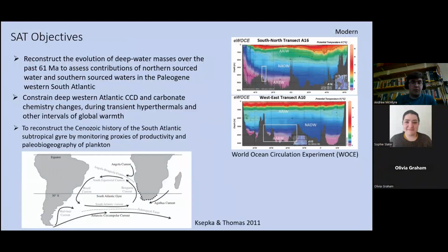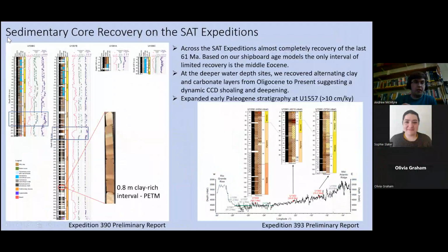And then the third objective was to look at the Cenozoic history of the subtropical Atlantic gyre and how that may have developed through the Paleogene by monitoring proxies for productivity and looking at the nannoplankton or the planktic forams to get an idea of the paleobiogeography of the gyre itself.